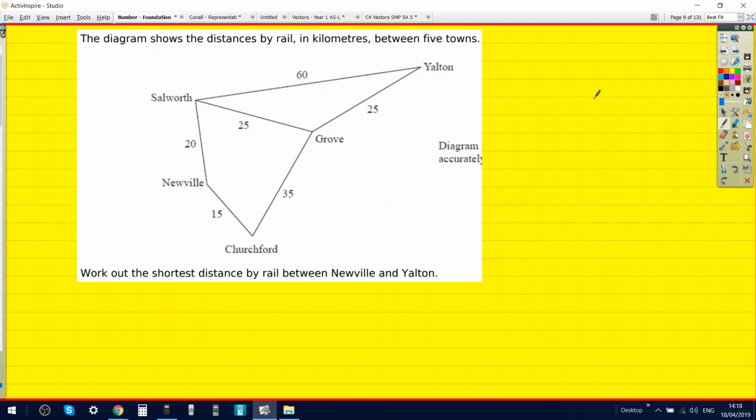Okay, how about this? Work out the shortest distance by route.